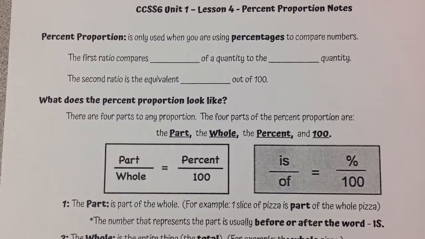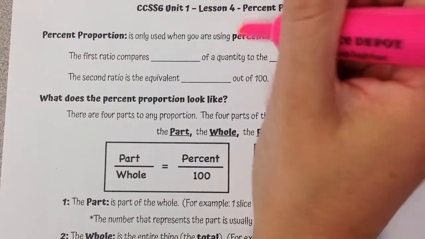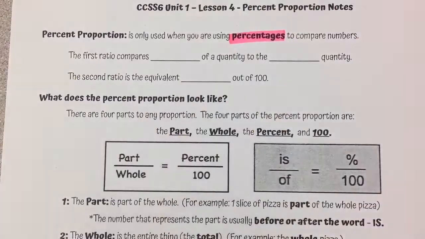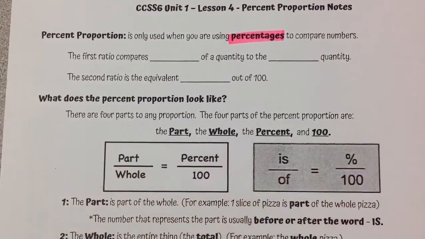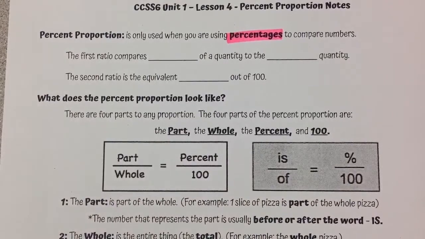For today's lesson, we are going to be looking at percent proportions. A percent proportion is only used when you are using, you guessed it, percentages to compare numbers. We've used regular proportions where we're just comparing two different units. For percent proportions, there's going to specifically be either the word percent or percent sign. So we have two ratios that we are comparing just like we do in proportions.